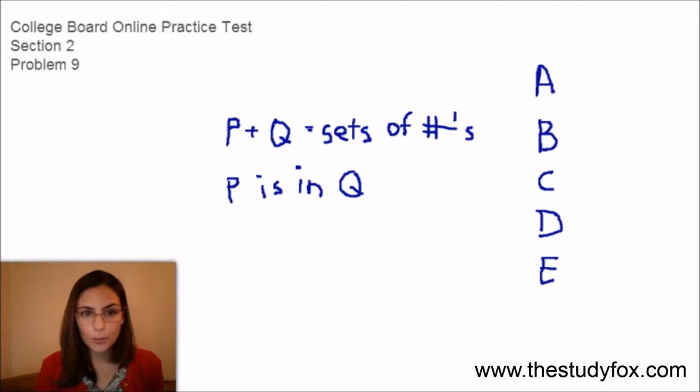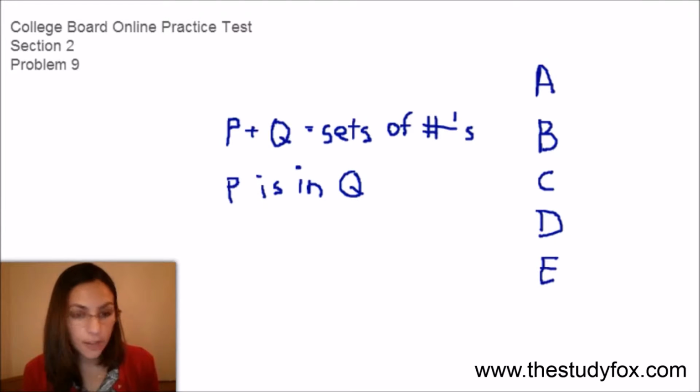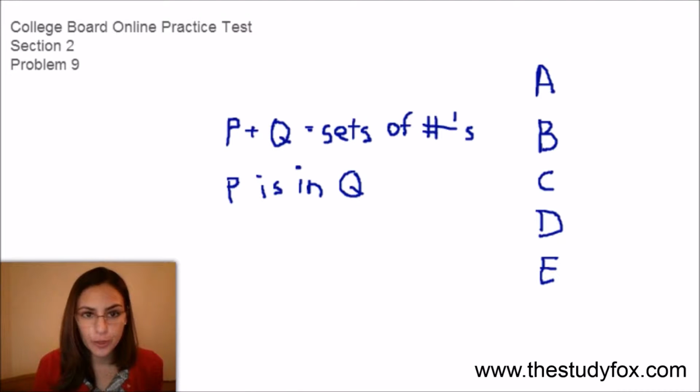We're on section 2, problem 9 of the College Board online practice test. The problem reads, if P and Q are two sets of numbers, and if every number in P is also in Q, which of the following cannot be true? So when we answer a question, let's remember that it cannot be true. And as you can see, we have to go through each of our answer choices because they want to know which answer choice can't be true.